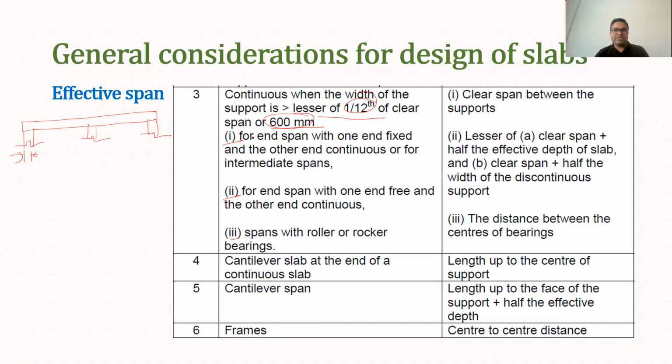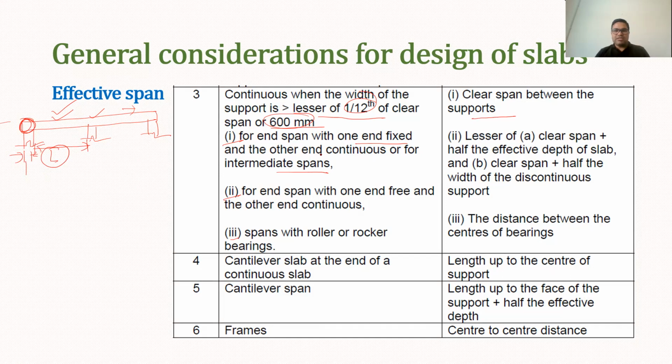In the first case, it says for end span. So here, this will be known as end span because after this there is no continuation of the slab. So it says for end span with one end fixed and the other end continuous, or for intermediate span. So if we consider that this end is fixed and this end is continuous, as you can see this end is continuous, then it will be the clear span between the supports. So it will be the clear span, which means this one. So in this case, L will be the value of effective span.